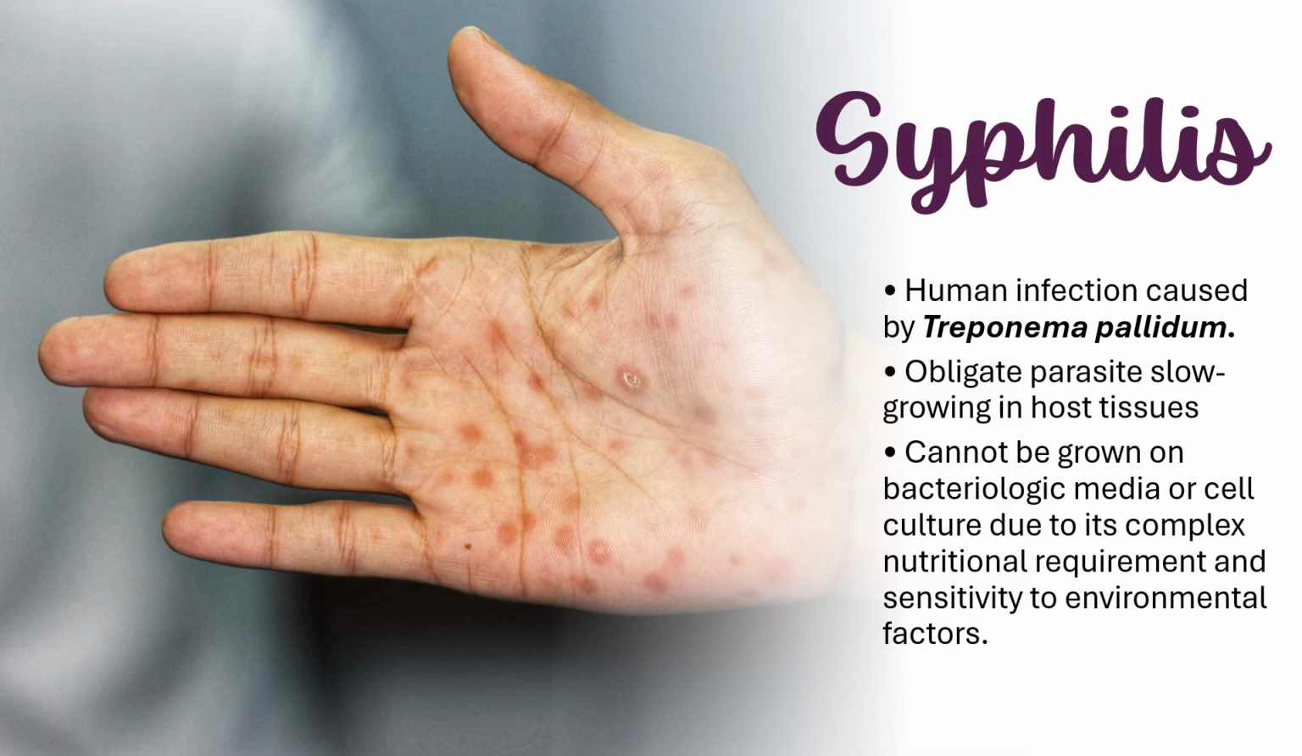Syphilis is a human infection caused by Treponema pallidum. It's most commonly known as a sexually transmitted disease, but it has other ways of transmission. Treponema pallidum is an obligate parasite, meaning it's an intracellular bacteria that grows slowly in host tissues. It cannot be grown in any bacteriologic media or cell culture because it needs complex nutritional requirements of carbon and glucose to grow, and it also has high sensitivity to environmental factors.